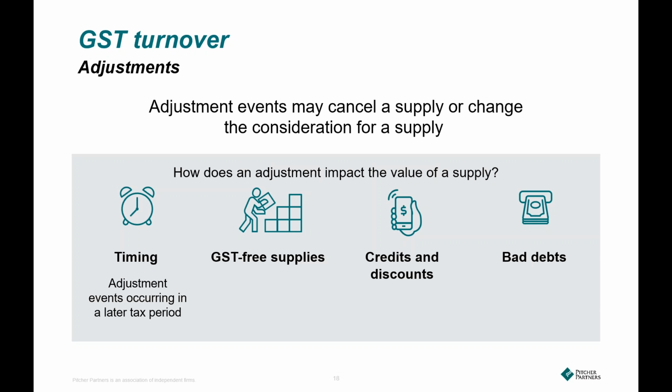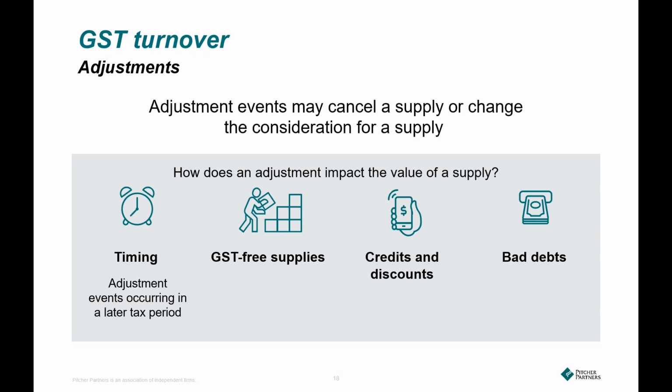So the outcome of that effectively is that the credit note of $44 including GST has adjusted the consideration for the original supply. So the consideration excluding GST was $100. It's now been reduced by $40. So the value of that supply after the credit note is now $60.